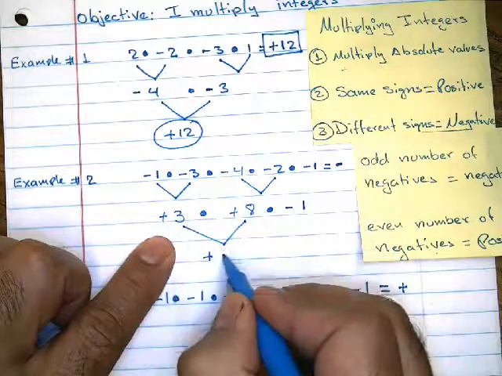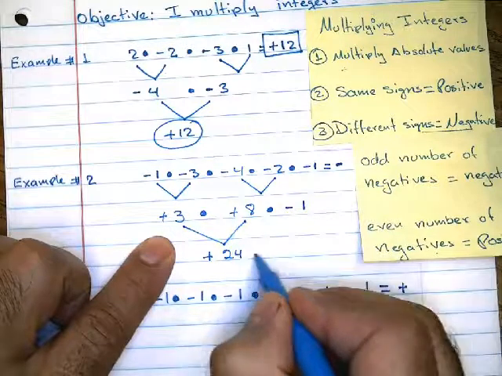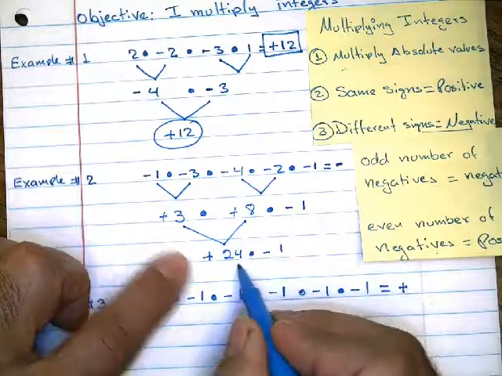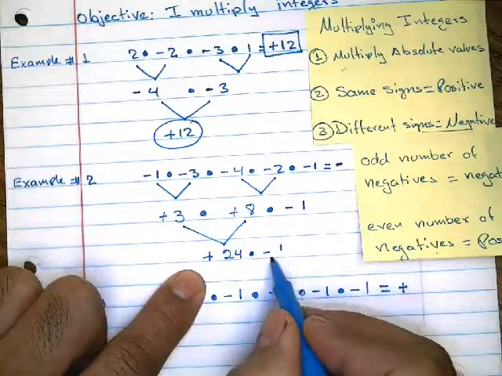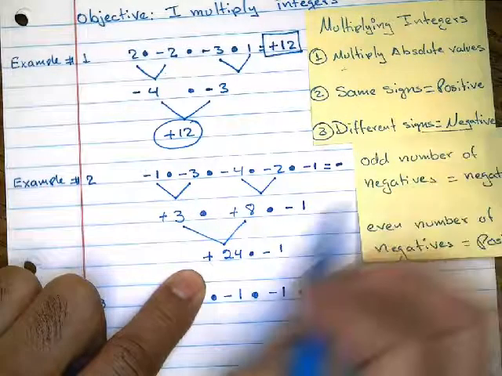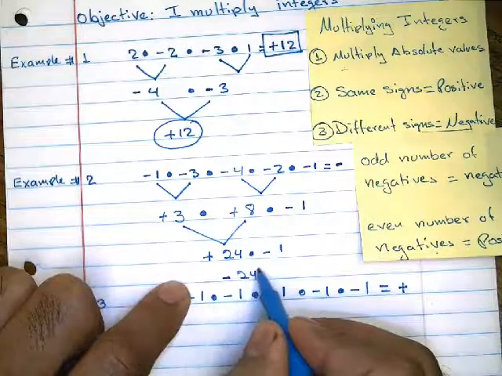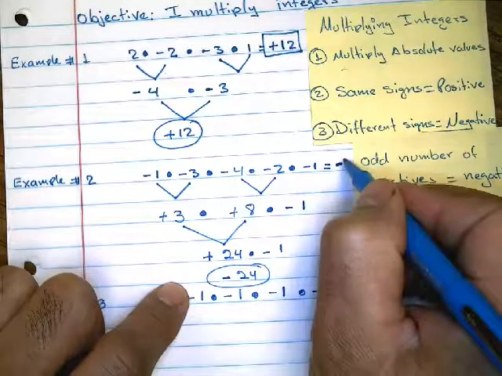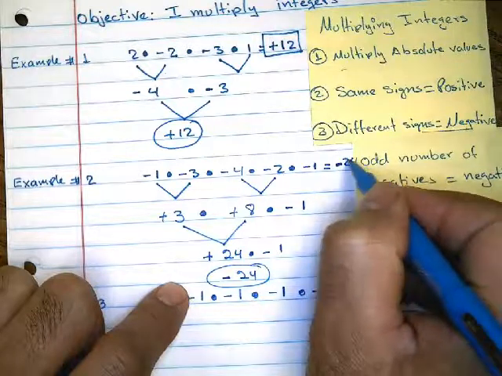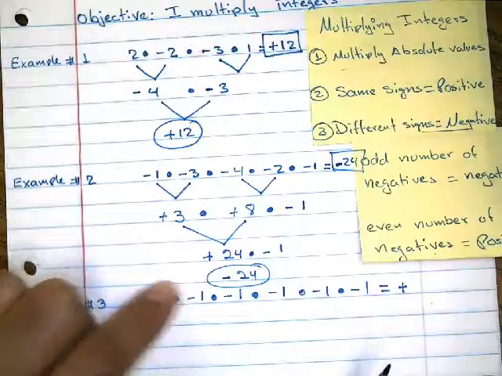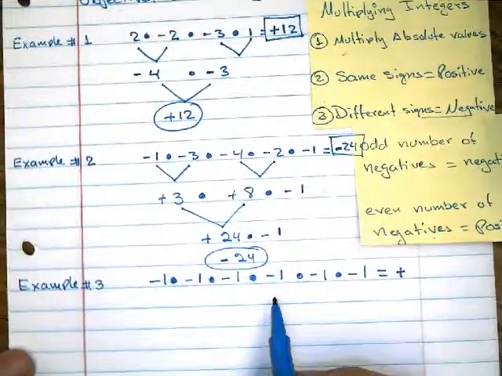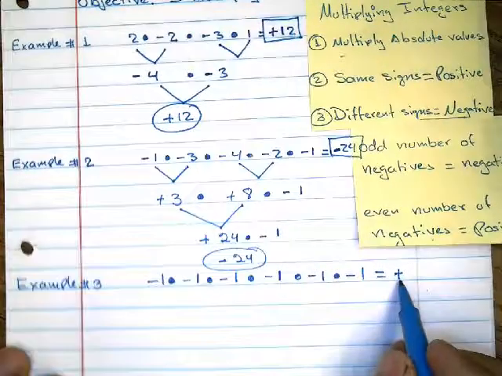3 times 8 is 24, and I'm going to bring the last number down. These two numbers have different signs. Different signs, the answer is going to be negative. 24 times 1 is 24, and we knew that the answer was negative from before, so the answer is negative 24. And then for our last example, we said that the answer is going to be positive, so let's see if it's true.